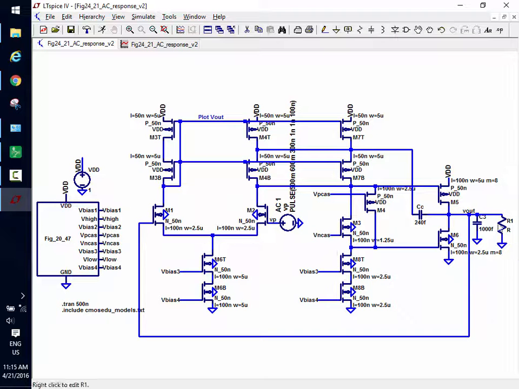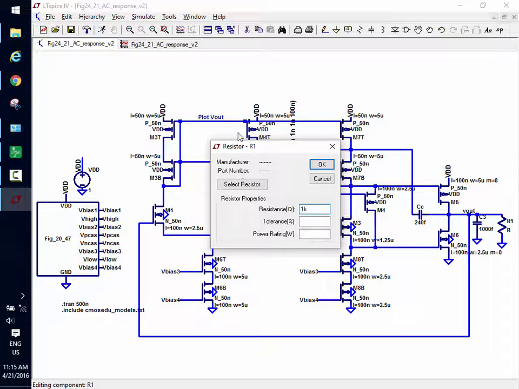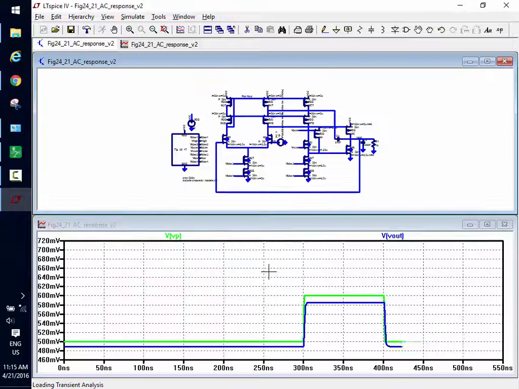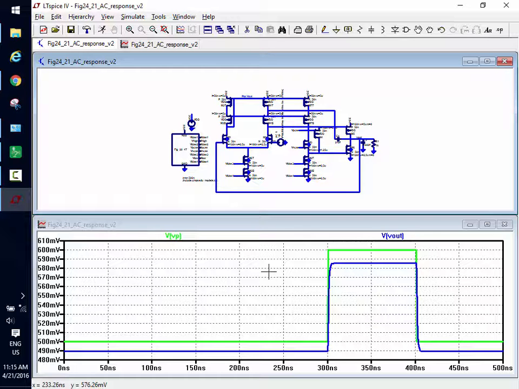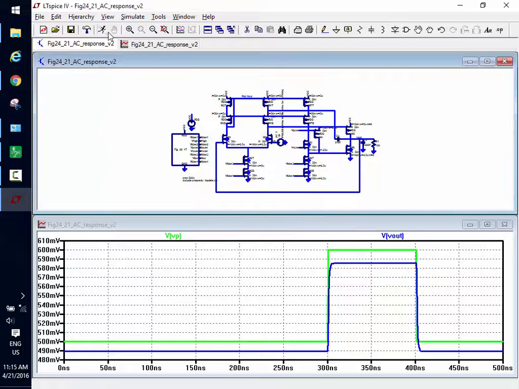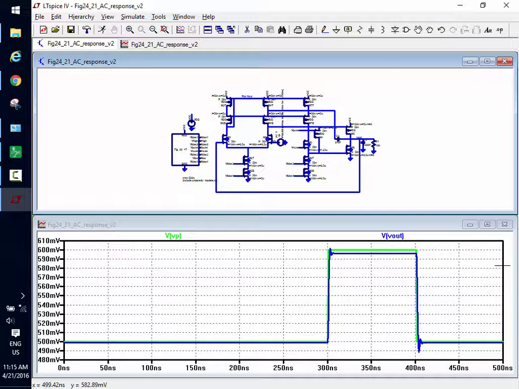Let's put a 1K in, just a pretty heavy load. I don't know if this device is big enough. Let's see what happens. It's marginal. That PMOS is having problems pushing it around. Of course, I did nothing. I just guessed. Let me see what happens if I go to 10K. Run. Oh, that's a little bit better.